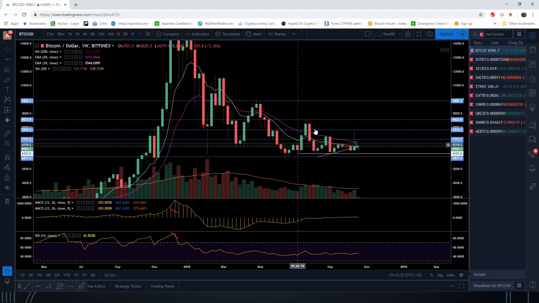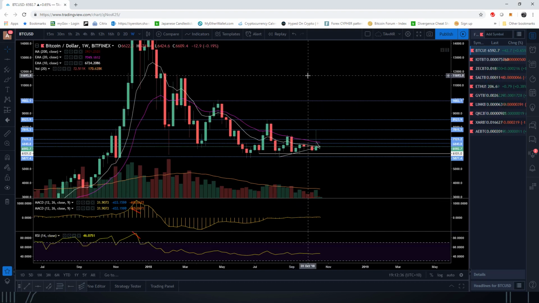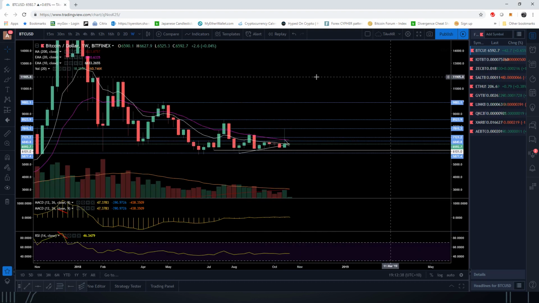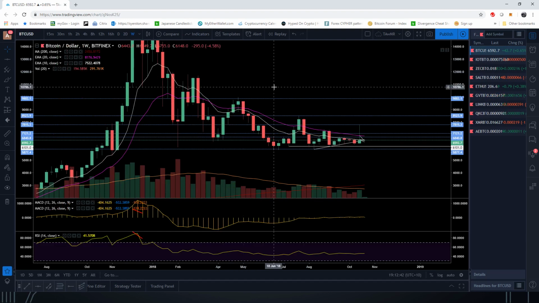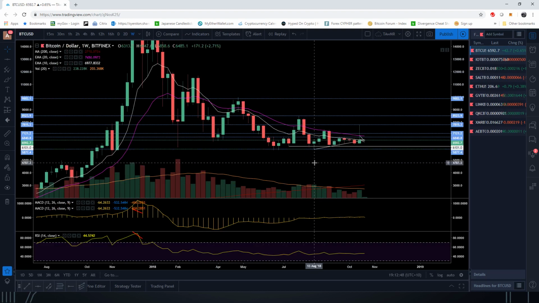Okay, so I've got Bitcoin here, and this is I guess why I left this chart here: on the weekly time scale, it can really highlight some significant support and resistance levels that are very critical and very important.